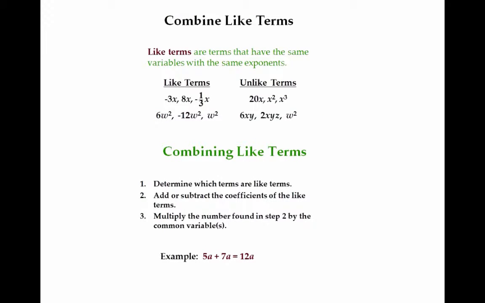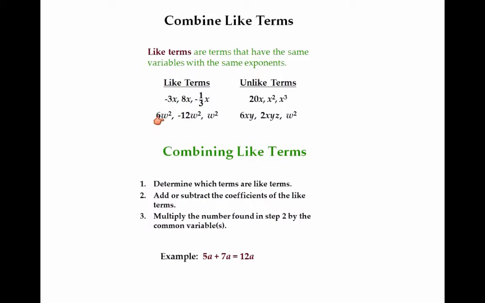Combine like terms. Like terms are terms that have the same variables with the same exponents. That's exactly the same. So AB and AC are not like terms. You can look at some examples. Like terms: negative 3x, 8x, minus 1/3 x. All of these are like terms.